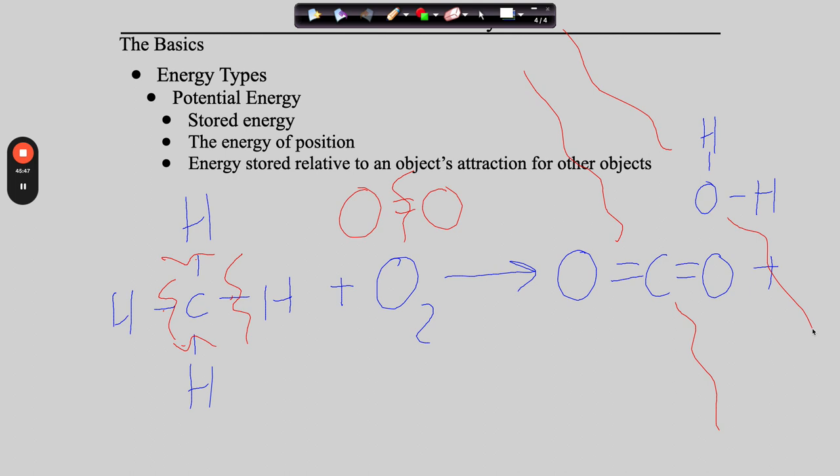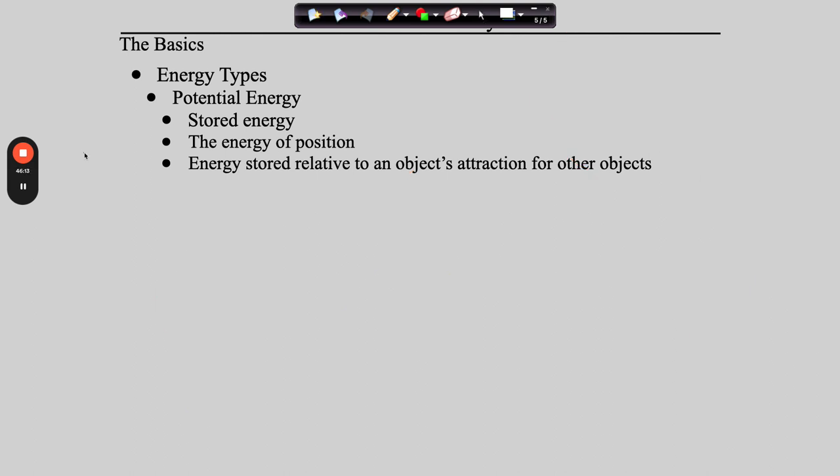We have a lower energy position, the ground state. And when that electron transfers from one to the other, it releases that energy in the form of a photon. So guys, fundamentally, here's the deal. How do we store energy? It's about attraction and position. So if you can walk out of here understanding attraction and position, you're good to go.